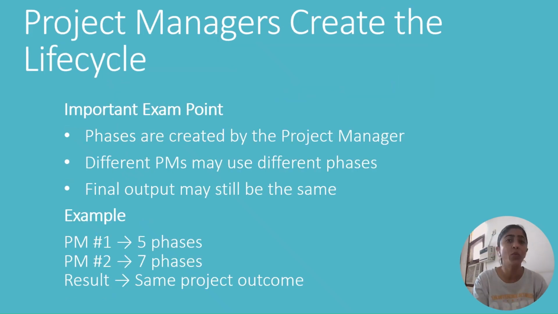There is something which is very important. Project managers are the ones who decide how many phases there will be. So one project manager might break housing construction into 5 steps like foundation, walls, roofs, interiors, and finish. Another might stretch it to 7 phases, maybe including a couple of additional steps like landscaping and inspection. But the destination is going to be the same, a completed home.